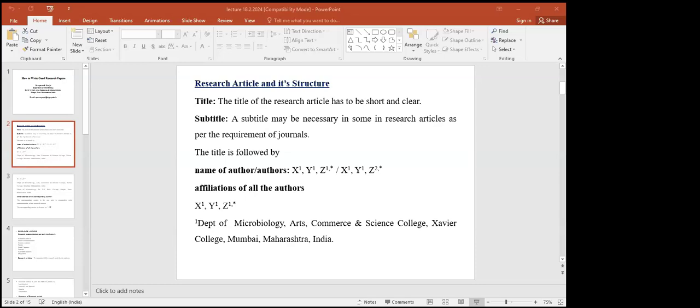The corresponding author is needed because after you have written a research paper, it has to be sent to the journal for publication. In the journal, you have the editor, the editorial team. That editorial team will convey the result of your research paper.